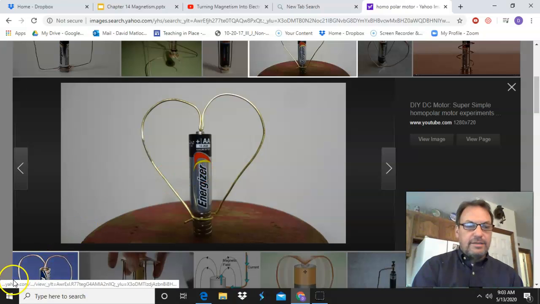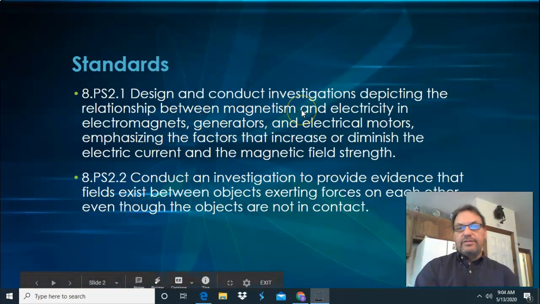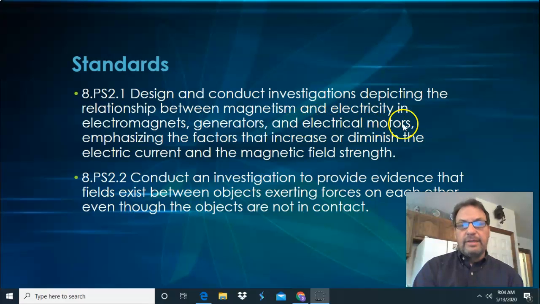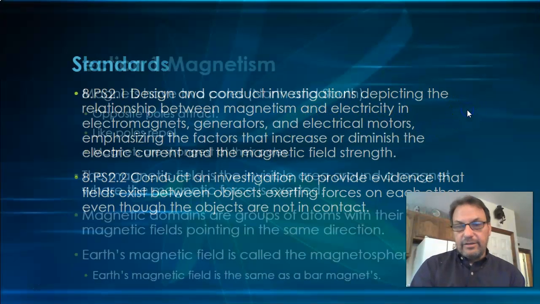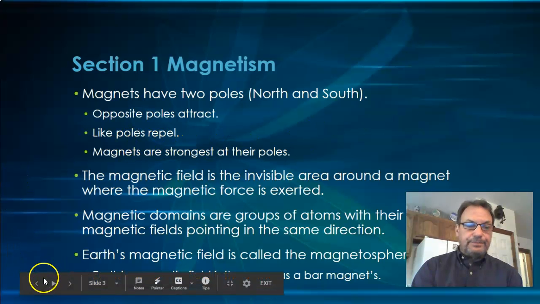So let's go back and look at the standard one more time. Okay, remember this was a standard: 8.PS2.1, to design and conduct investigations depicting the relationship between magnetism and electricity in electromagnets, generators, and electrical motors, emphasizing the factors that increase or diminish the strength of the magnet.